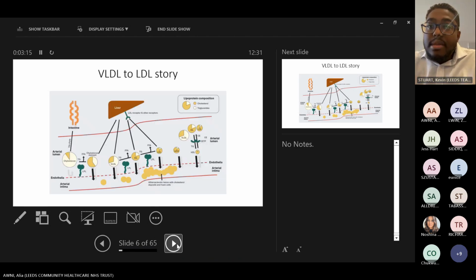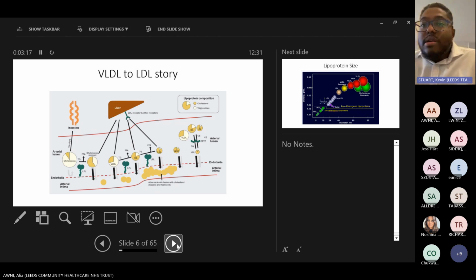Now, focusing on where LDL comes from, we need to look at the VLDL to LDL story. If we are fasting, the liver actually makes our VLDL, which stands for very low density lipoprotein. If you look at the schematic, you can see that the VLDL is very triglyceride rich, very similar to the chylomicron, in that more than 70% of the molecule is triglycerides at the beginning.